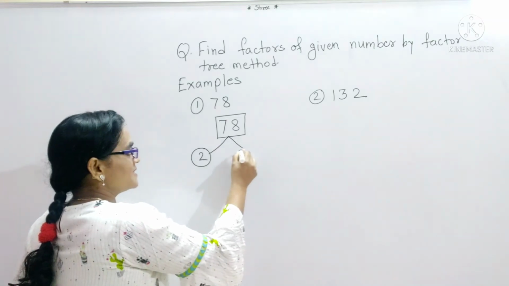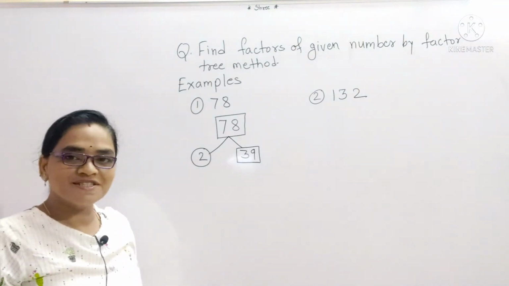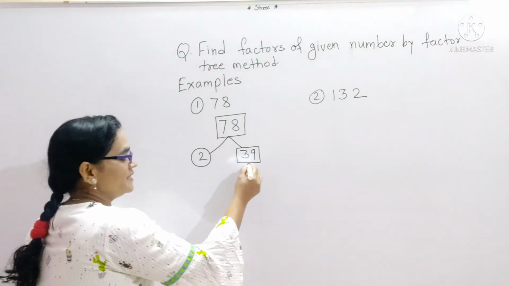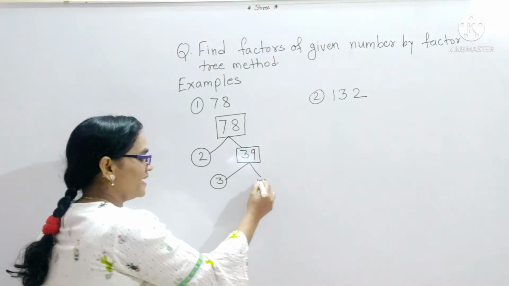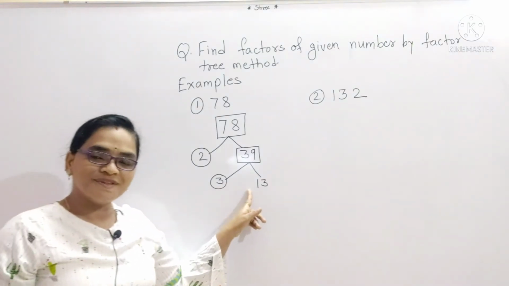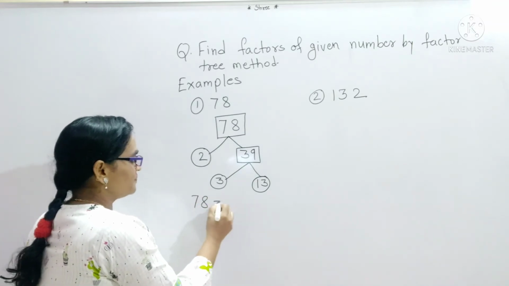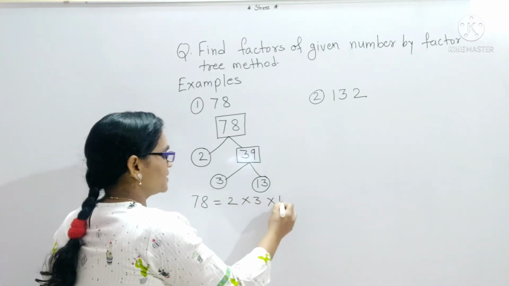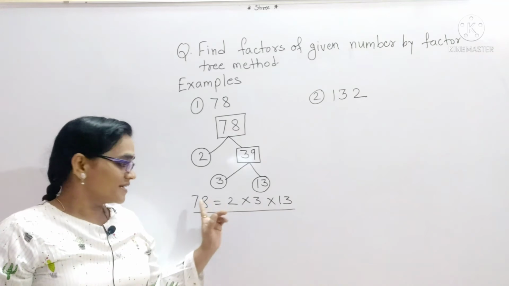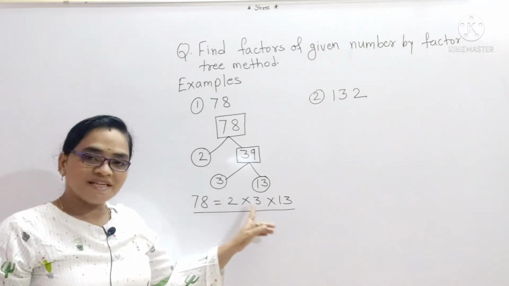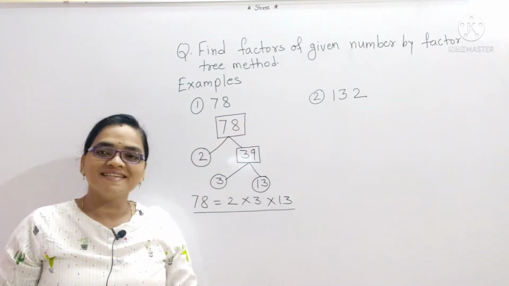Then 2 threes are 6, 2 nines are 18. 39 is a composite number. 39 is not divisible by 2, but it is divisible by 3. Then 3 ones are 3, 3 threes are 9. Here 3 and 13 are both prime numbers, so circle them. And which factors did we get for 78? 2 into 3 into 13. We have to write it like this as a multiplication. How do we check whether the factors are correct? 2 threes are 6 and 13 sixes are 78, which means the factors we got are correct.